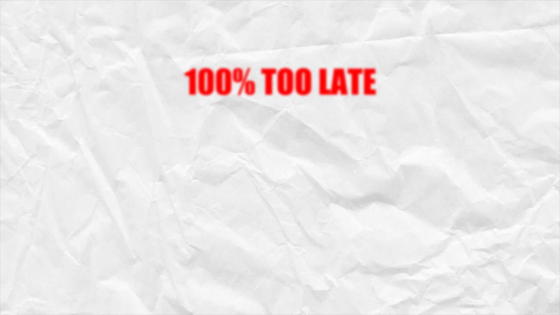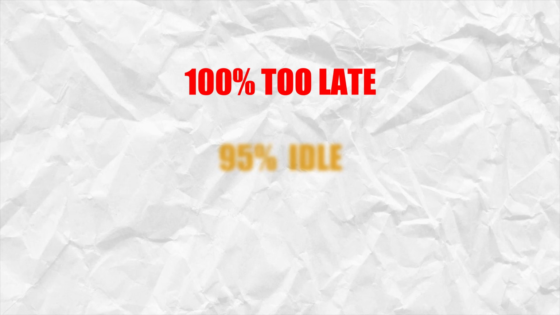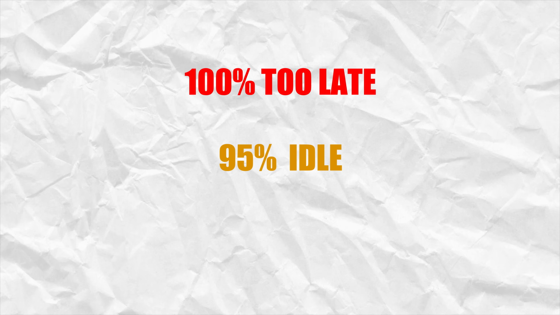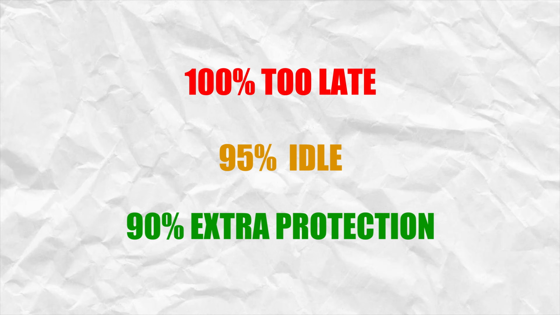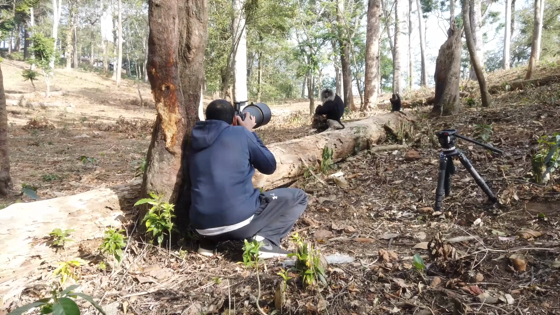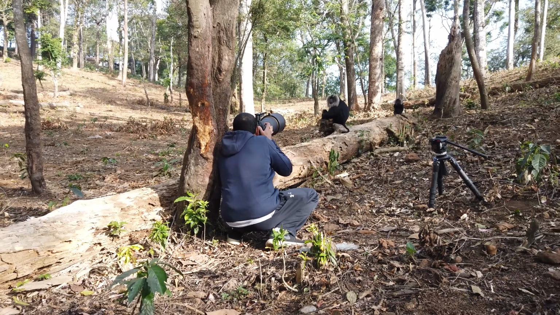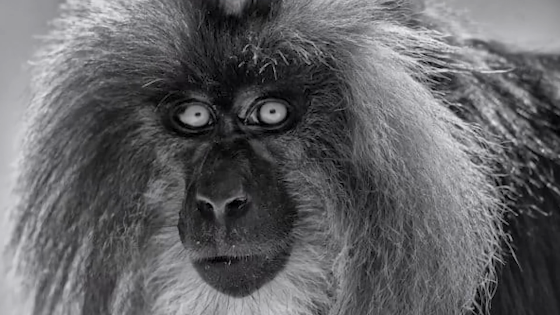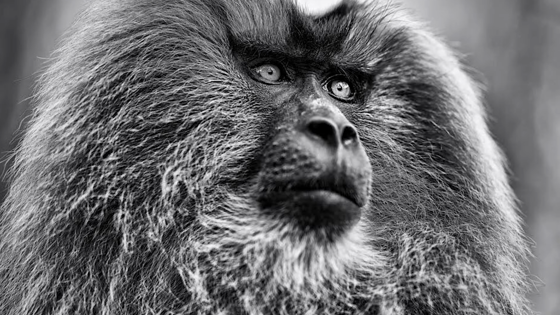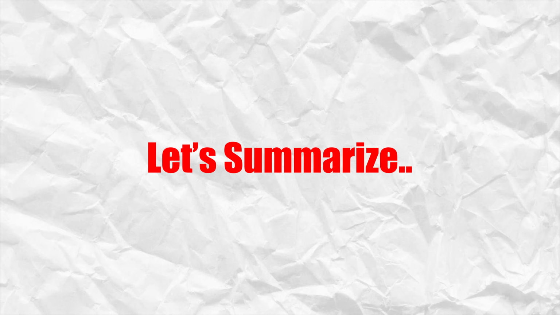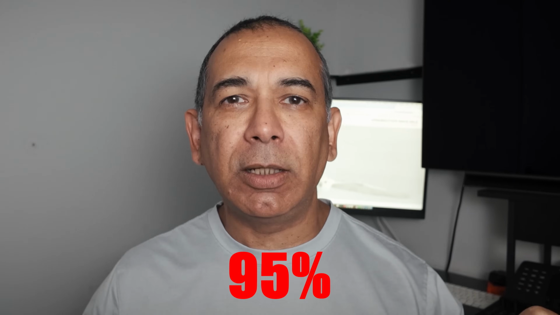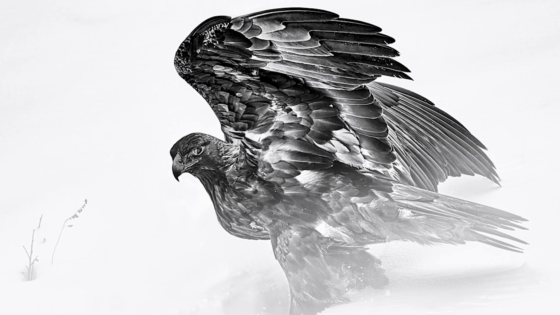So think of it this way: 100% too late, 95% ideal, 90% extra protection when you need it. Once you know your numbers, stop reacting and start directing your images. Alright guys, so let's just summarize all of this. I set up my zebras to 95%. That's the line between control and chaos. Bright enough to glow and safe enough to hold details.